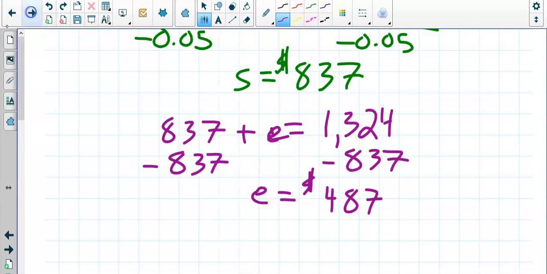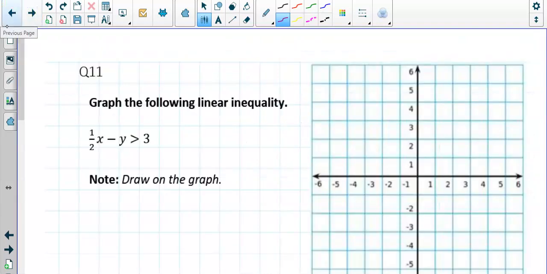All right. Halfway done. But we're almost out of systems, I promise you. Just a couple more. Again, they want us to graph. So this is where our graphing calculator is going to help us out a lot.